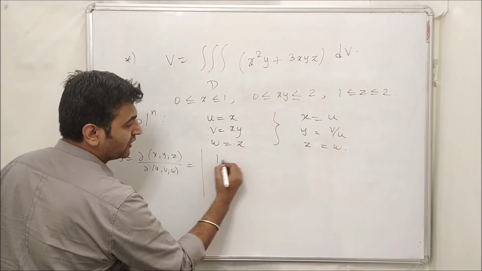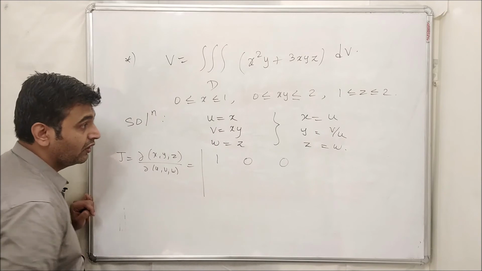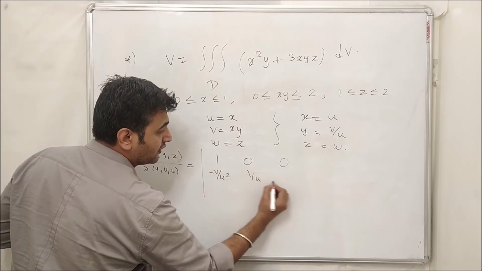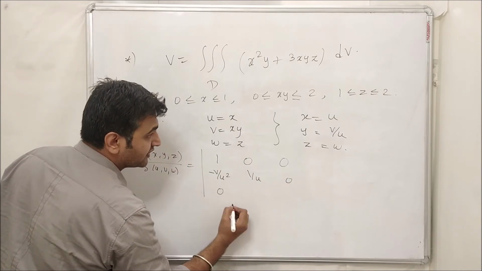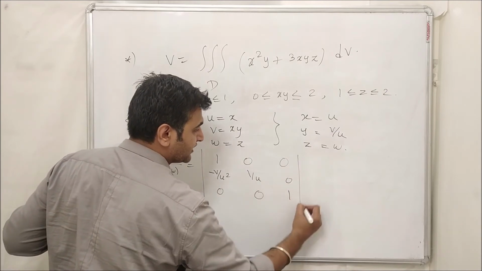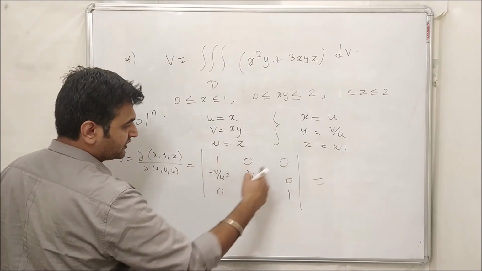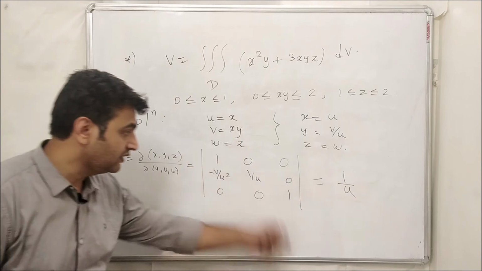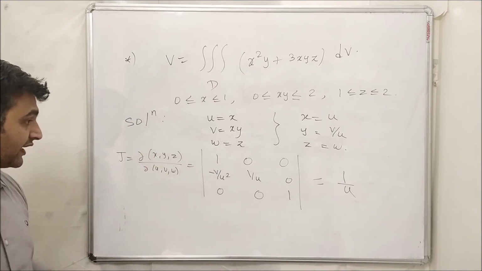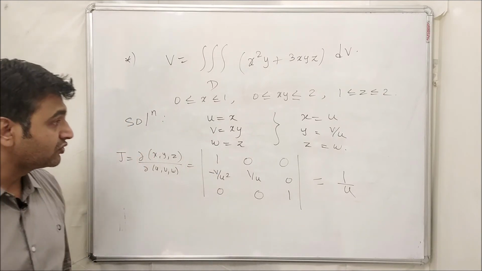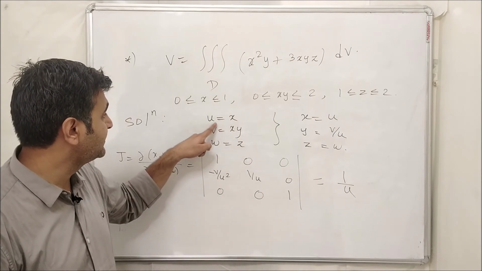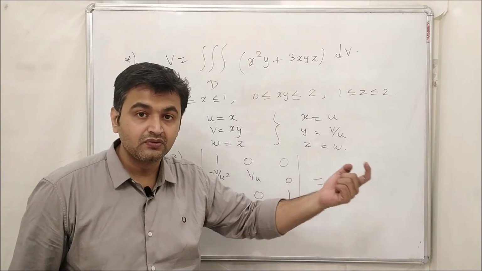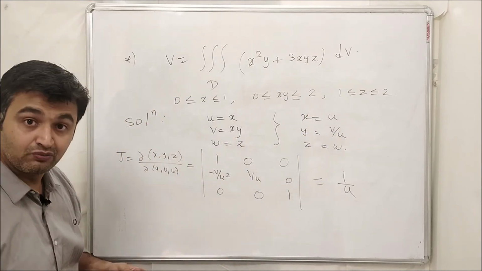x with respect to u, x with respect to v, x with respect to w, y with respect to u, y with respect to v, y with respect to w, z with respect to u, z with respect to v, z with respect to w. And if you try to solve, this is a lower triangular matrix, so it is 1 upon u, the product of the diagonal entries. So good, I got the Jacobian. Do I have the limits of u, v, w? Yes, u limits are 0 to 1, v limits are 0 to 2, w limits are 1 to 2. Great, so you can see our job is almost done.